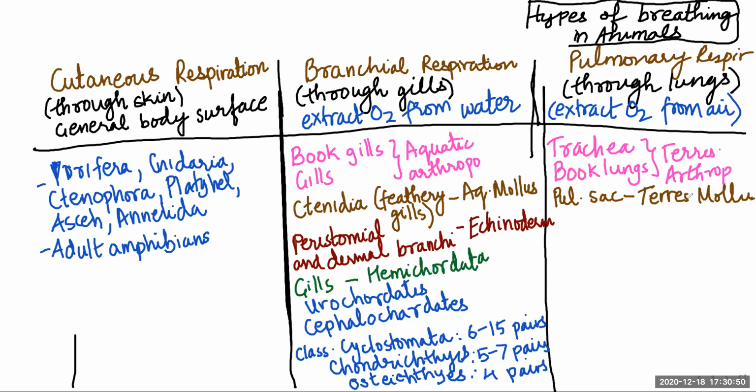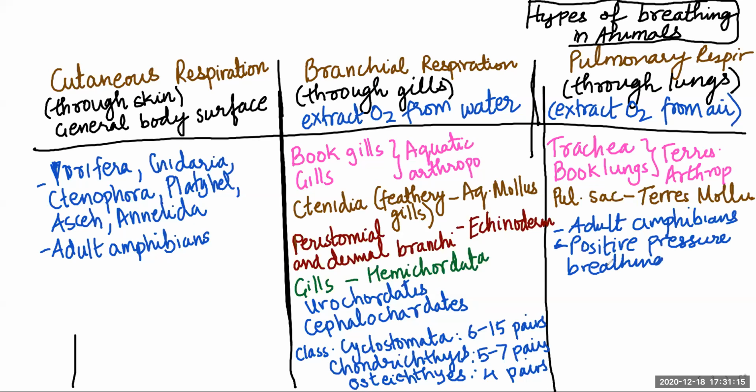Okay. Adult amphibians also have lungs, but they normally don't use the lungs because the lungs have positive pressure breathing. That means the way we eat food and gulp food down, वैसे they gulp air down. Positive pressure breathing. That's why even though they have lungs, adult amphibians don't use lungs.